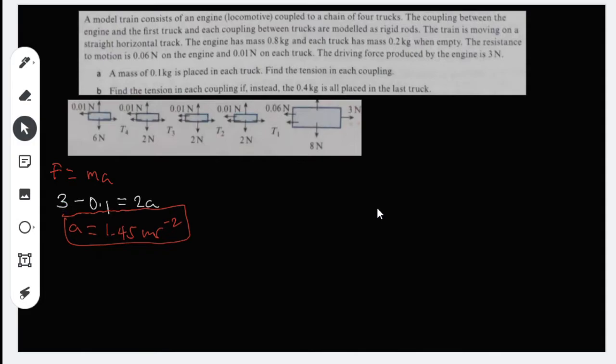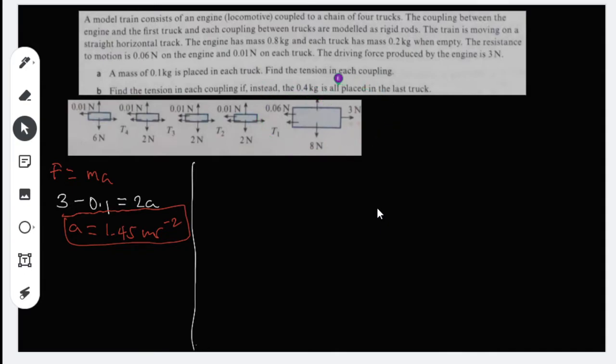Now this time, let's try to recall that the acceleration is the same for the engine and for each truck. So to be able to find the tension in each coupling, we're going to do the same thing as we did in the first video. We're going to compute each tension by using Newton's second law. Okay, so let's start with the first one, for the engine, this one.